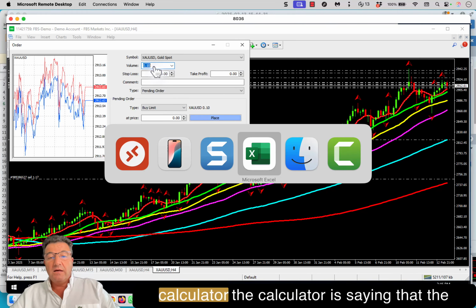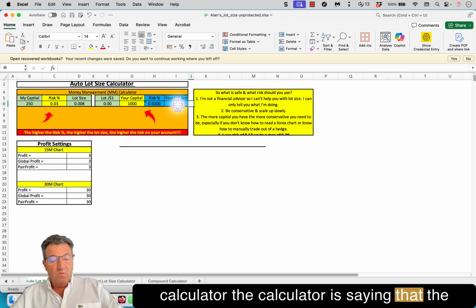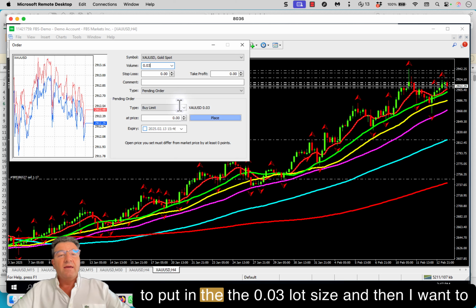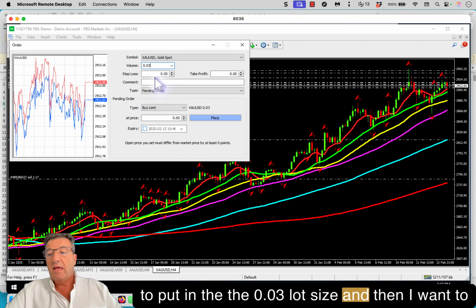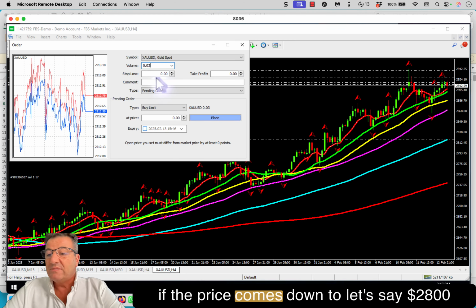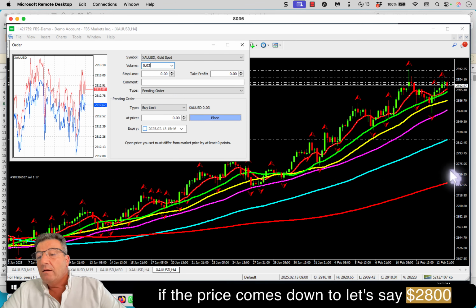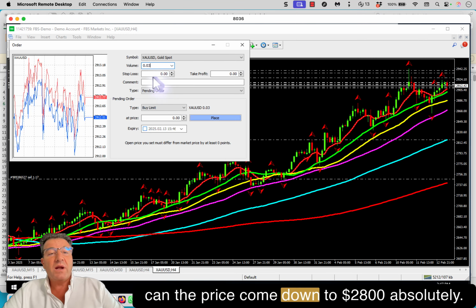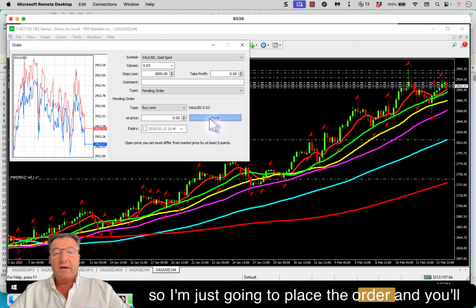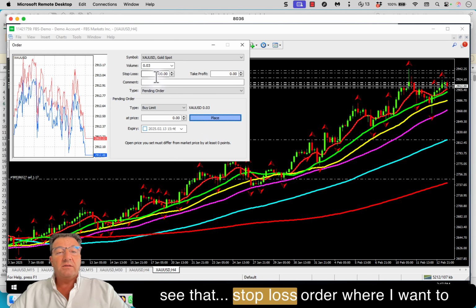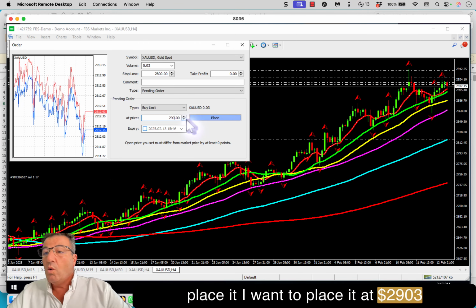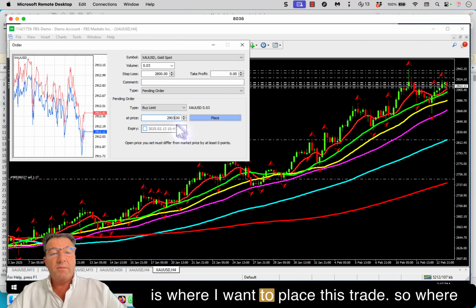If we go back to the calculator, it says that the robot is going to place a 0.03 lot size, so I'm going to put in the 0.03 lot size. Then I want to understand what the drawdown is going to be if the price comes down to, let's say, 2,800. Can the price come down to 2,800? Absolutely. So I'm going to place the order, and for the stop loss, where do I want to place it? I want to place it at 2,800.